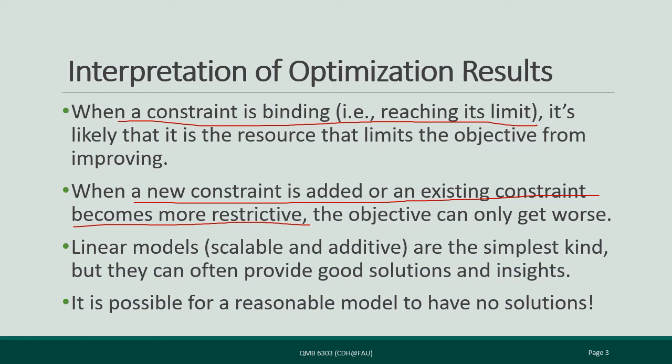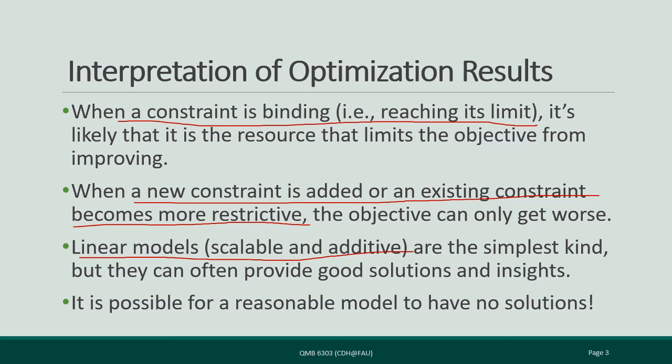We only talk about linear models. Linear models means that those models are scalable and additive. There's a section in the book that talks about linear models. Linear models are the simplest kind of optimization models, so we're not going into any deeper analysis using very complex models. But in a lot of cases in business, linear models can produce good solutions and insights for us. So we're going to only focus on linear models.